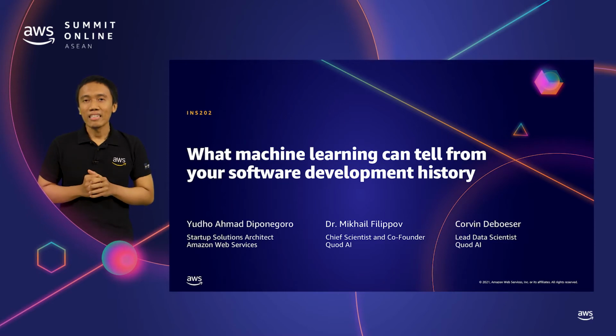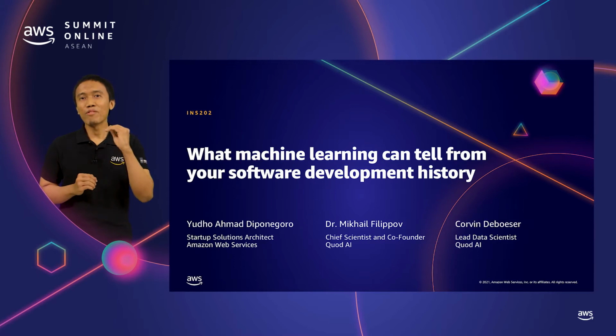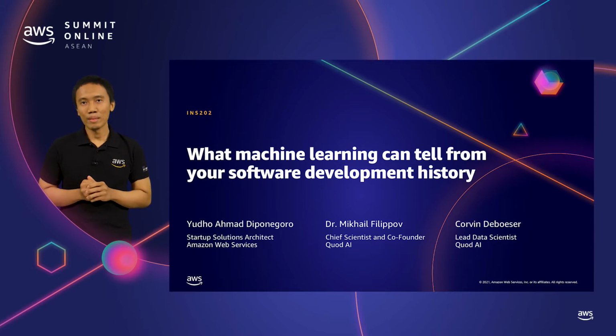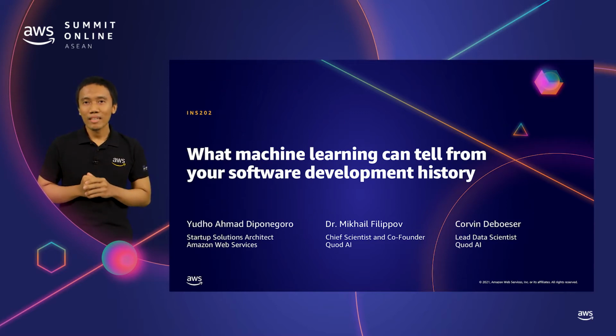This particular session, what machine learning can tell from your software development history, is about using machine learning to do code search and other things for improving your software development process, and how to run it on Amazon Elastic Kubernetes Service, or EKS. Quod.ai will join me in this presentation to share their expertise in this field and their machine learning journey in EKS.